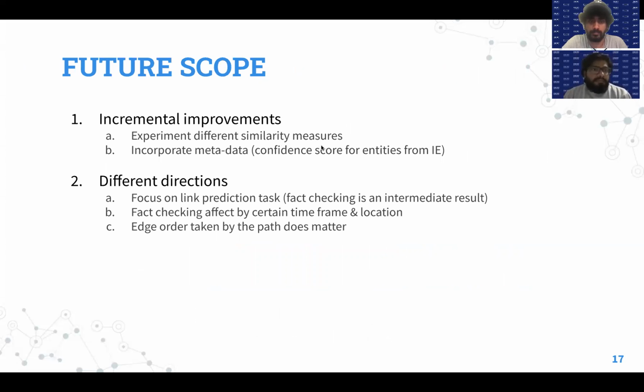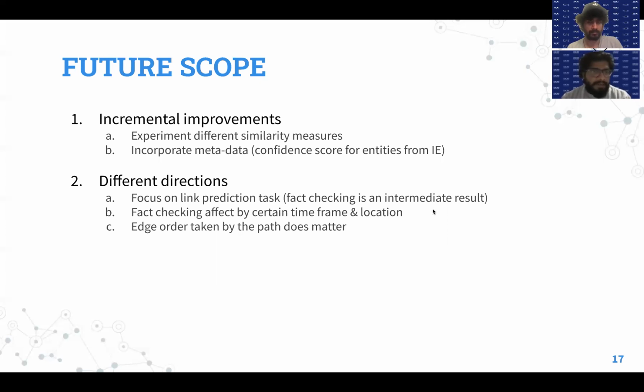And from this we can find some future scopes. On the one hand we can see incremental improvements where we can change different similarity scores, and we can also try to incorporate different metadata available in the knowledge graph. On the other side we can also look into different directions. First we can focus on improving link prediction tasks where we mask a link and then try to predict it. By improving the link prediction task we can also improve fact checking as an intermediate result.